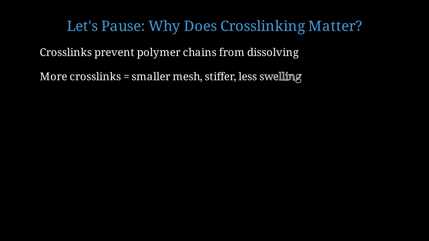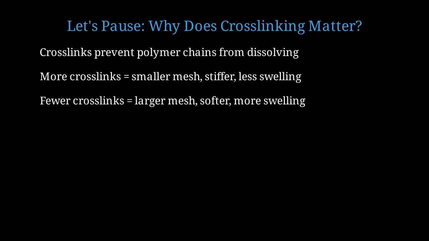Higher crosslink density creates a tighter network with smaller mesh size. This results in stiffer mechanical properties and reduced swelling capacity. It's a trade-off we must optimize for each application. Conversely, lower crosslink density allows greater swelling and creates a softer, more deformable material with larger mesh pores that permit easier molecular transport.